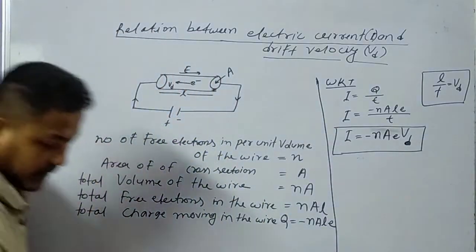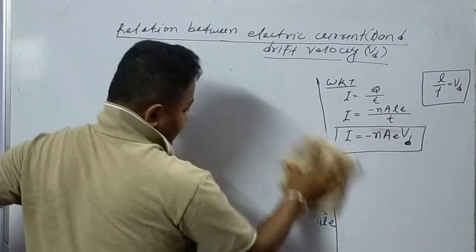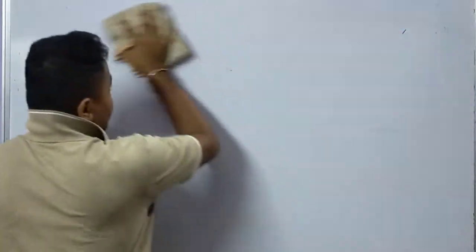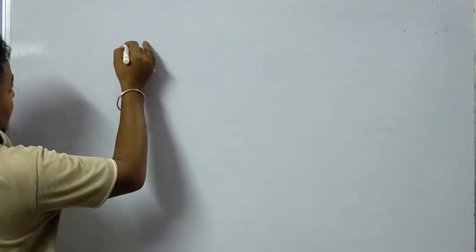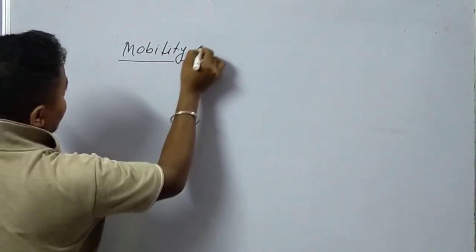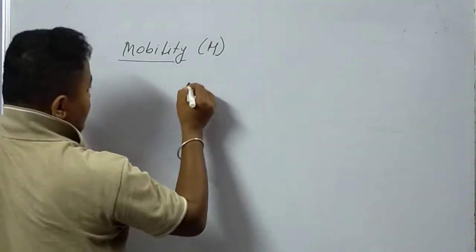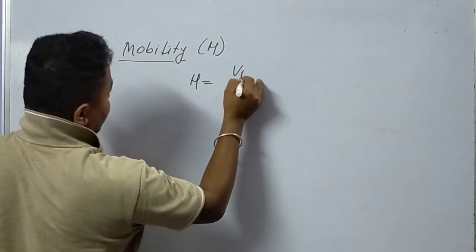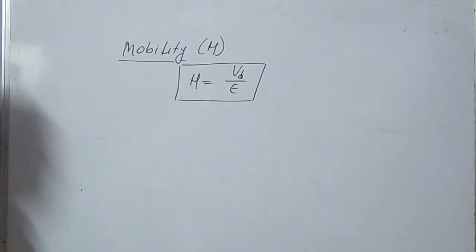Next, one more thing you should know, that is current density and electron mobility. One topic I will clear today only, so write down. The next topic will be your mobility. This mobility will be denoted as mu. What is mobility? We can write that mobility is equal to Vd upon E. This is the mobility.